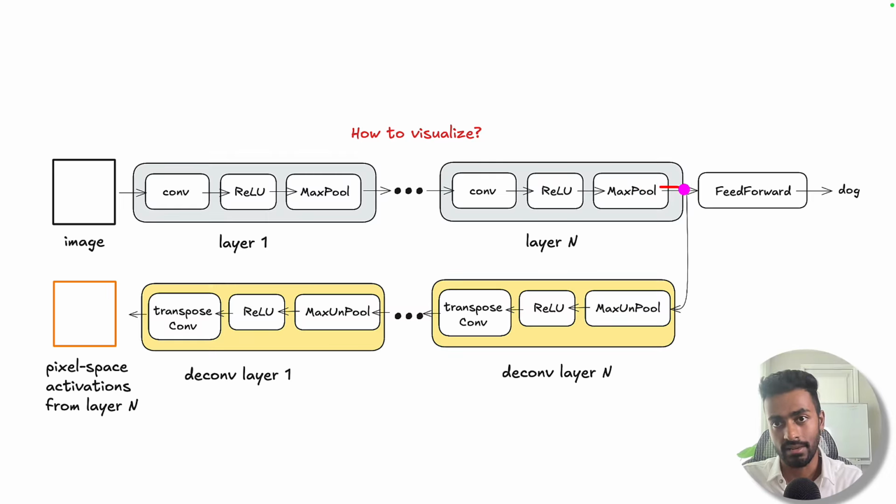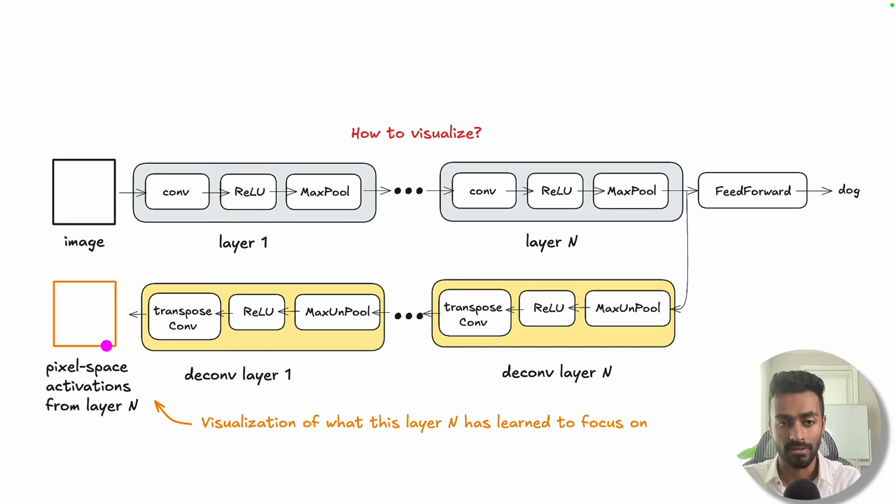Instead of that, from this forward pass, we're going to pass this into a max unpooling layer to undo this max pooling. We then pass it through a relu activation, and then we undo this convolution operation with a transpose convolution operation. And we keep working our way back to the beginning of the network until eventually we will get a pixel space activation from layer N. And what this will represent is the visualization of what this layer has actually learned to focus on. And so that's our goal and how we want to visualize.